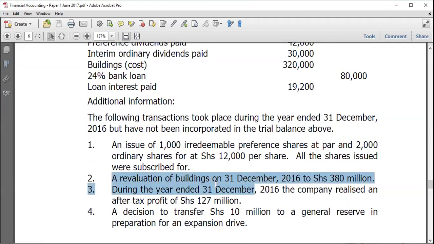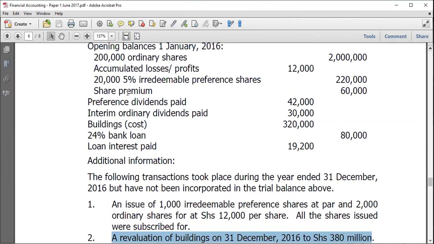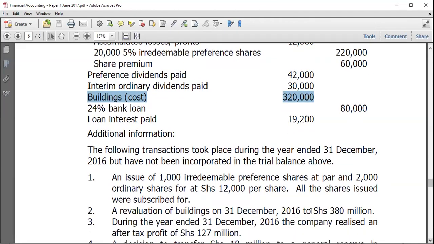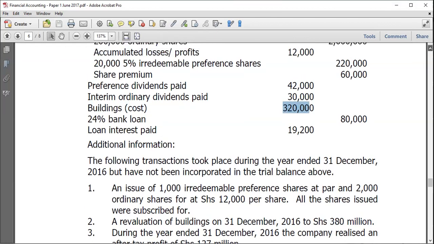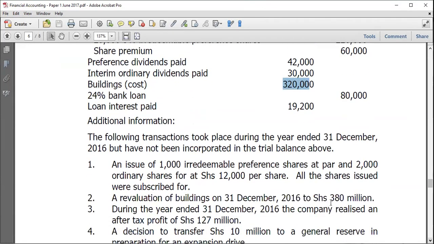And then they have told me about a revaluation of a building on 31st December 2016 to 380 million. Now, looking at the information given to us at the start of the period, the building cost 320. If it was revalued to 380, it means we have to get the difference, and that difference will go to our revaluation account. So 320 and 380 gives you a difference of 60 million. The 60 million is supposed to be recorded under your revaluation account.